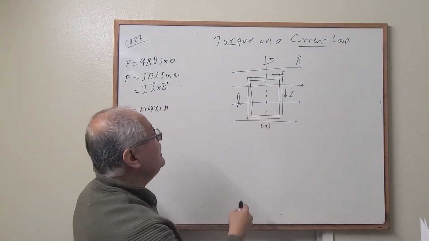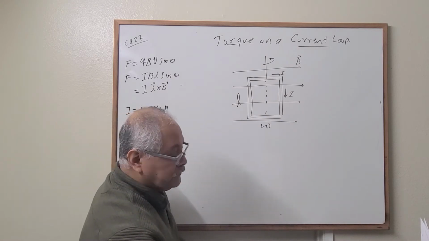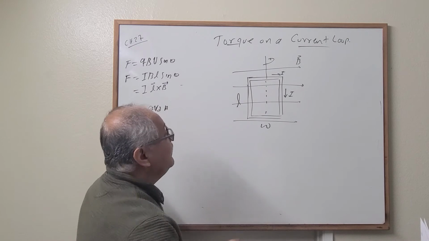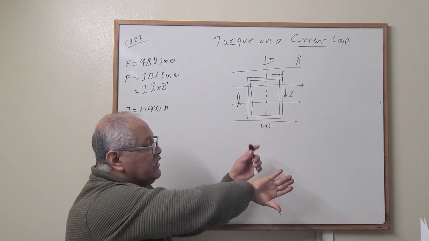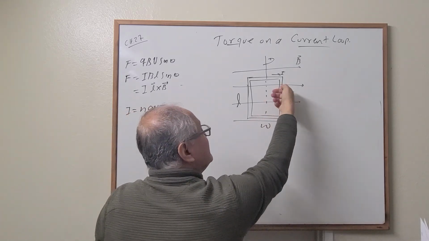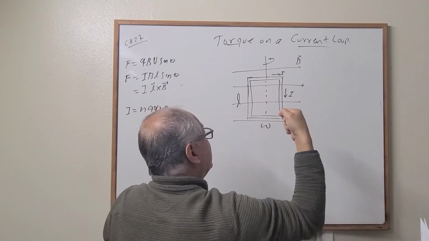Now, what happens on this vertical segment? Okay, in this case, if the magnetic field goes in this direction and the current goes in this direction, there's a force in this way. So we have a force on this segment pulling this segment or the loop in this direction.